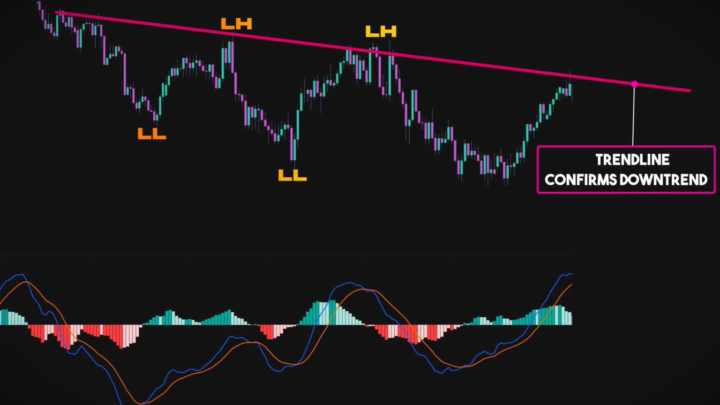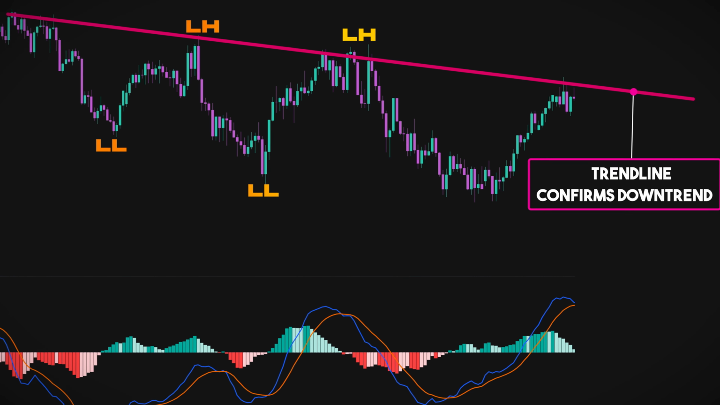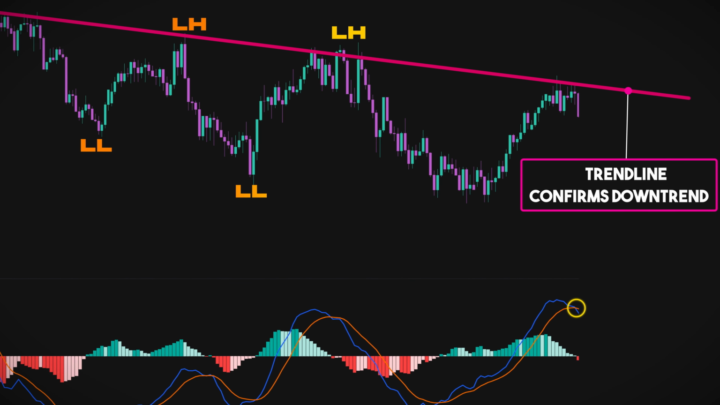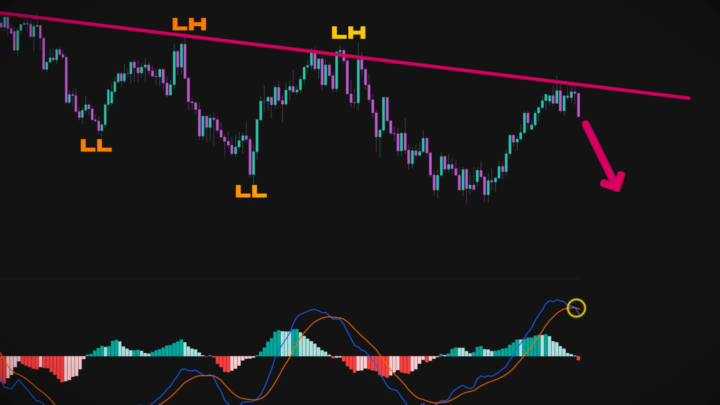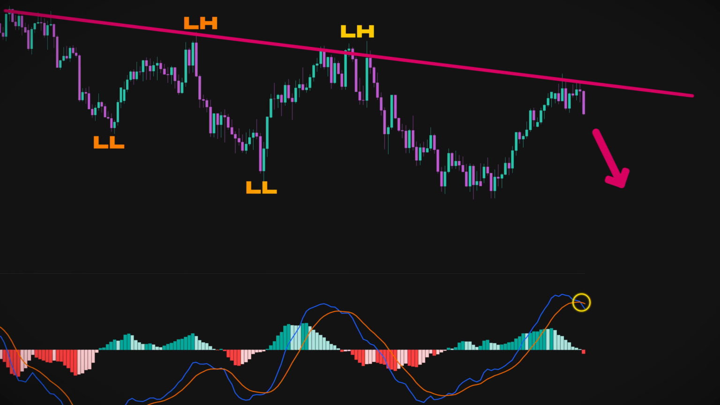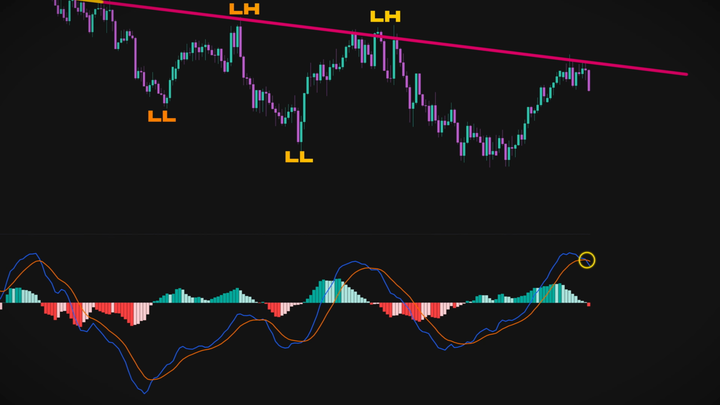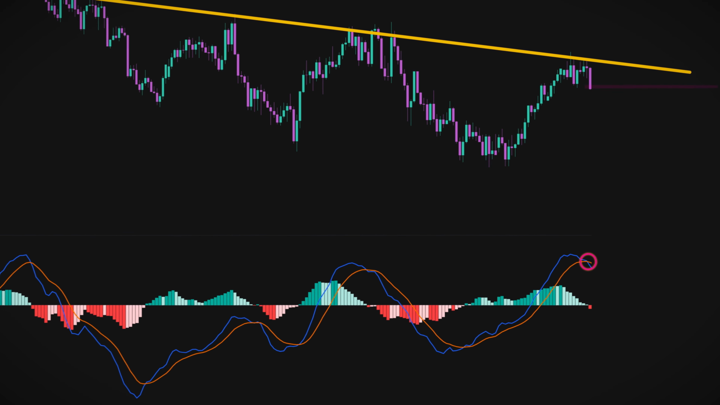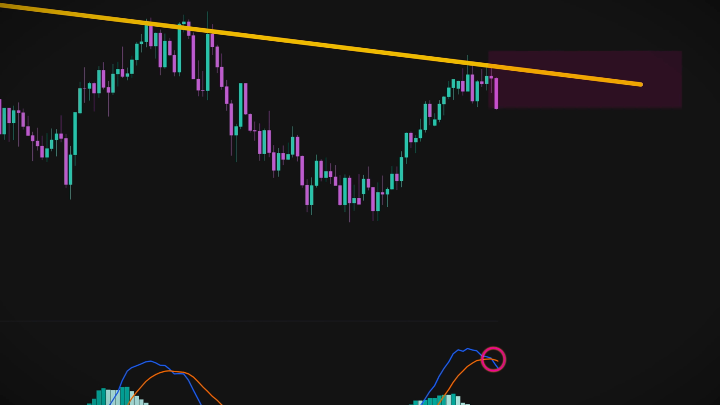Next, use the MACD to confirm the trade. Wait for the blue MACD line to cross below the red signal line and make sure the histogram turns red. This shows selling momentum is building. Enter the trade when the price touches the trend line and the MACD gives a bearish signal. Place your stop loss above the recent swing high to protect your trade.